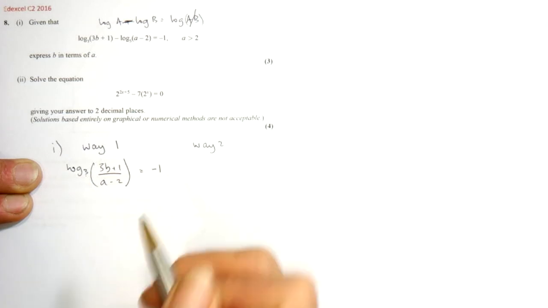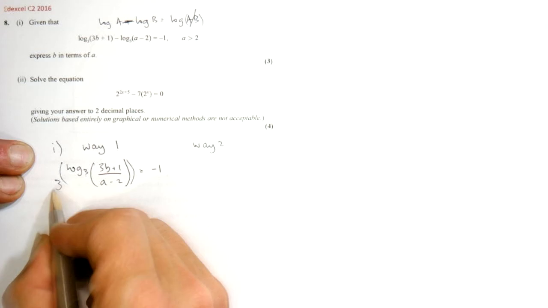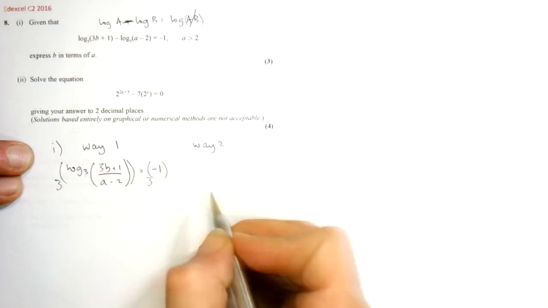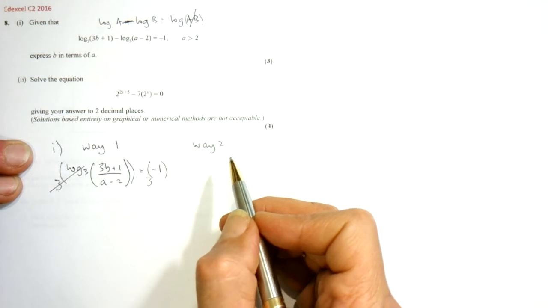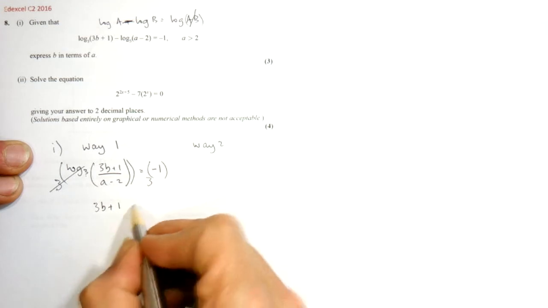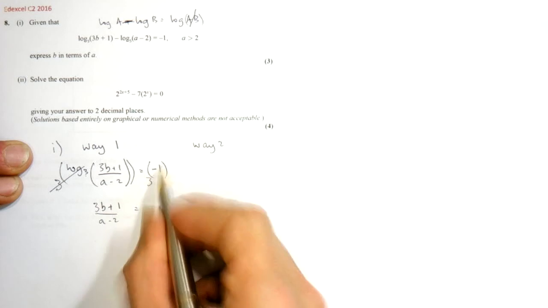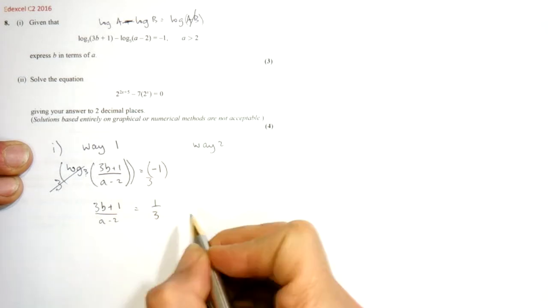And to undo log base 3, we do the inverse of log base 3, and the inverse of log base 3 is 3 to the power of. So if we do 3 to the power of this side, we do 3 to the power of that side. A function followed by its inverse, they cancel each other out. And so we've got (3b plus 1) over (A minus 2) equals 3 to the minus 1, which is a third.